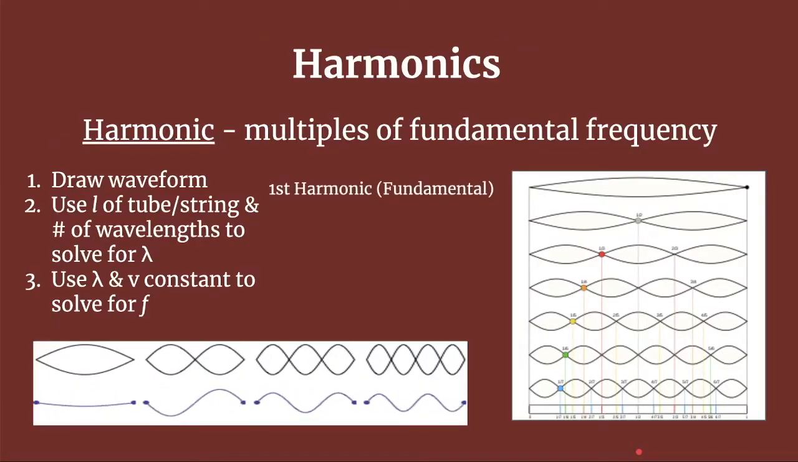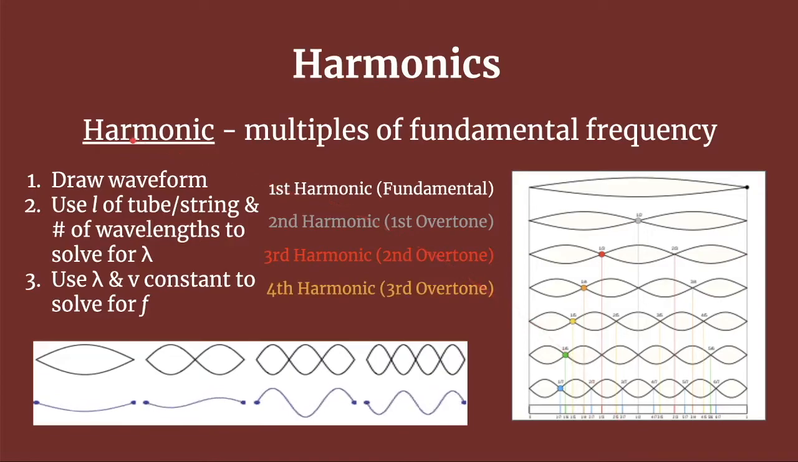Below the first harmonic, we have the second harmonic, which is also called the first overtone. The second harmonic is the next lowest frequency that can be sustained as a standing wave, and so on with each harmonic after it. For some general rules to solve these types of questions, it helps to draw the waveform so that you understand the location of nodes and antinodes.